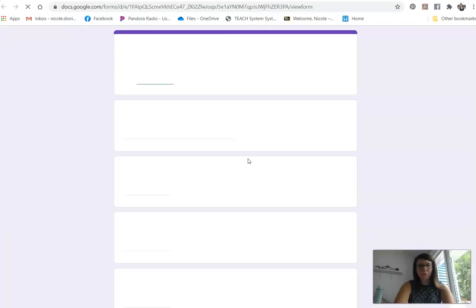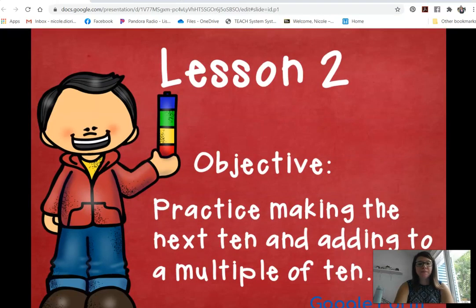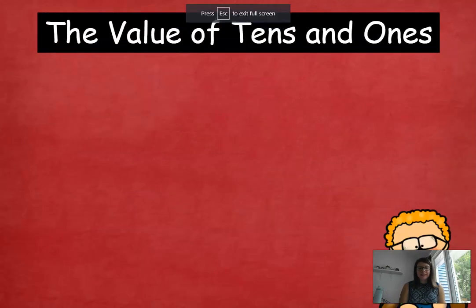I'm bringing up the Google Form, and once my computer loads, you're going to notice a lot of similarities among these problems. Most of these are adding a single number to a group of 10. The first one we have is 10 plus 3. We're going to be talking about strategies to add to a 10 today. All right, let me go back to our PowerPoint. Here we go. Let's get started.